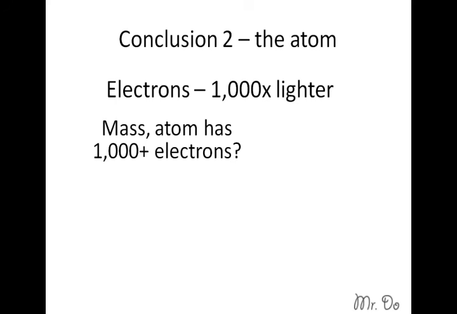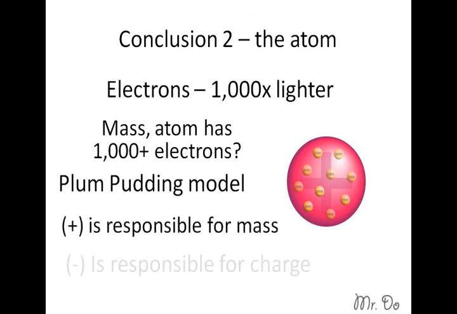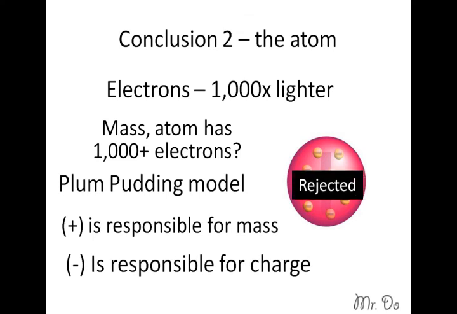So he came up with the plum pudding model. In the plum pudding model, he has the electrons, just a few of them, that would account for the charges, but then there must be a mass that accounts for the whole mass. So this big, huge mass must come from somewhere, and it could possibly be positive. It has to be positive in order to balance out the negative. And this positive is responsible for all the mass. That way, the negative is only responsible for the charge and not for the mass. Otherwise, you can't have 1,000 electrons. The charge wouldn't balance out. However, later, his plum pudding model was rejected.